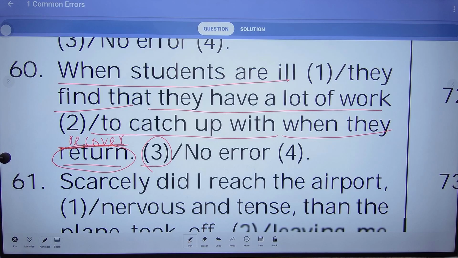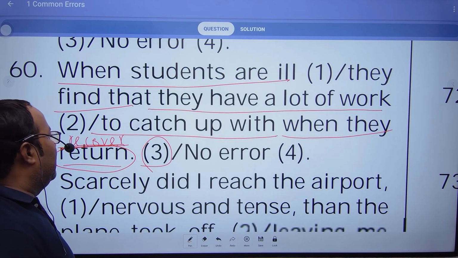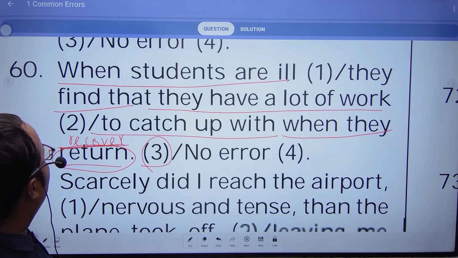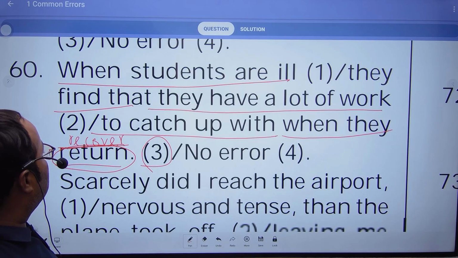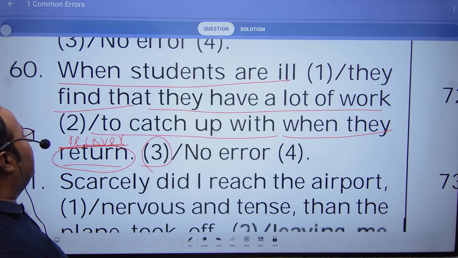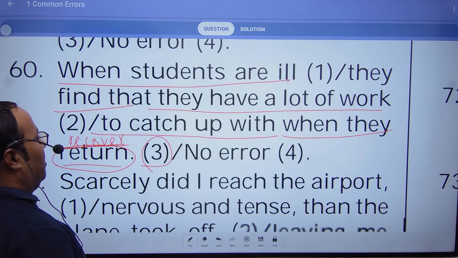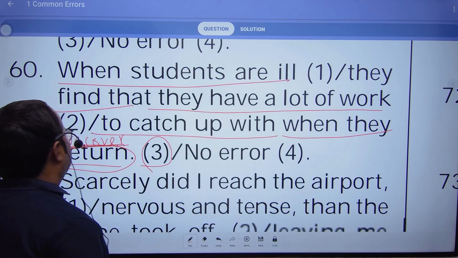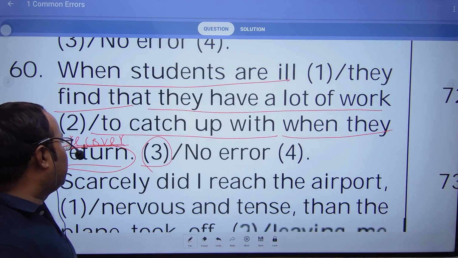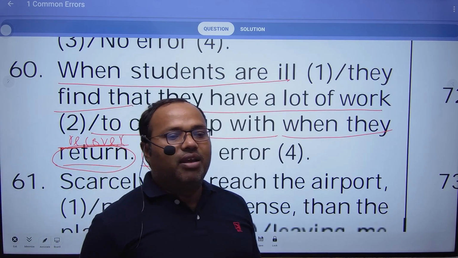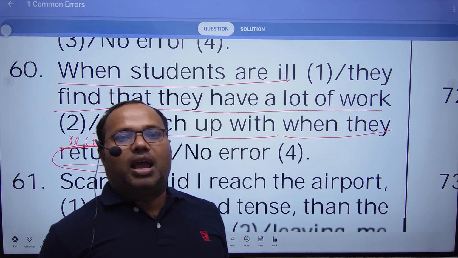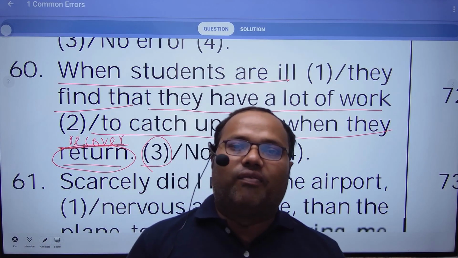So when the student are ill, जब विद्यार्थी बीमार होते हैं, they find that वे पाते हैं कि they have a lot of work, उनके पास बहुत से काम होते हैं. To catch up with, समय के साथ पूरा कर लिया जाना. When they recover, जब वे पुनः स्वास्थ्य प्राप्त करते हैं. So in this way we have solved 10 questions, and these 10 questions were very valuable to you.